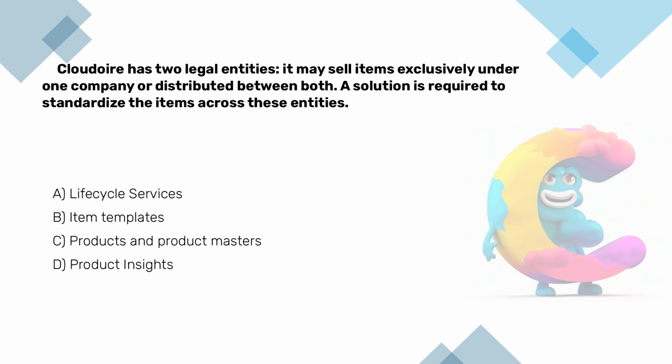We have two legal entities. We may sell items exclusively under one company or distributed between both. A solution is required to standardize the items across these entities. A. Lifecycle Services. B. Item templates. C. Products and product masters. D. Product insights. Okay, now pause the video here, have a bit of think, and then continue when you are ready.